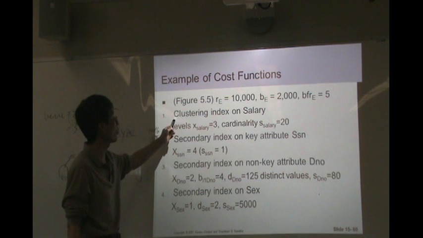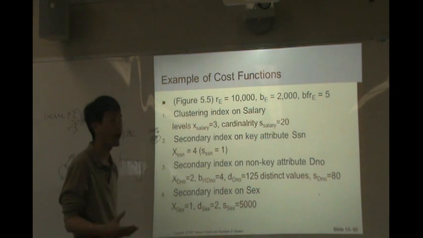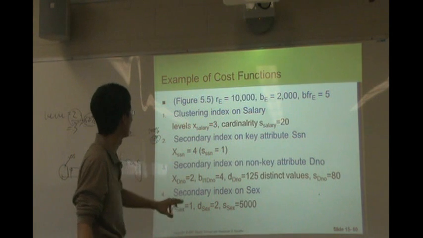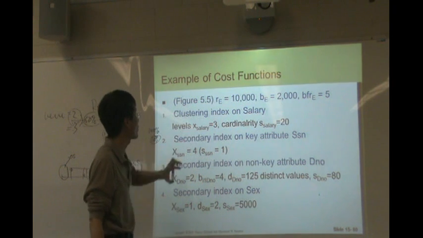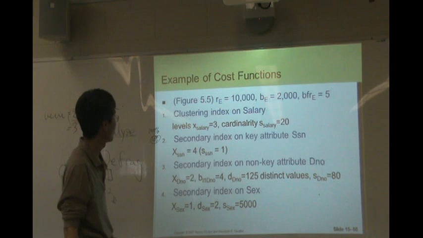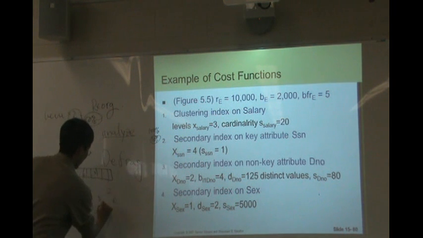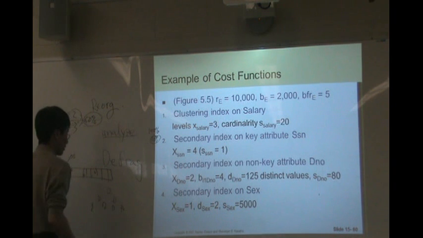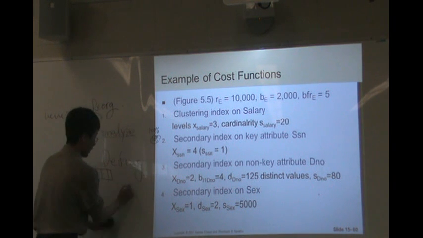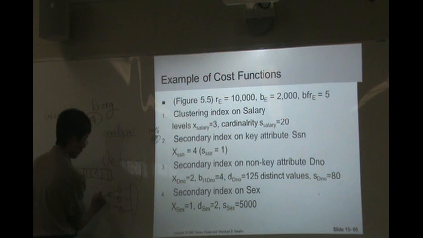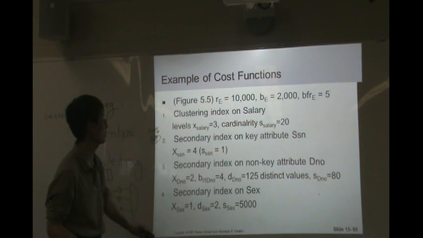So this is an example. Clustering index on salary. We have the clustering index. This is more information. Clustering index on salary. How many levels? 3 levels. So we have this kind of clustering index data, one to 3 levels, clustering index on salary.